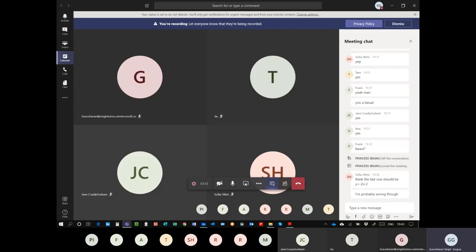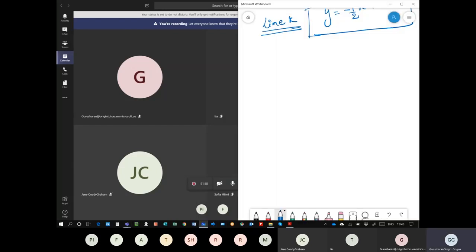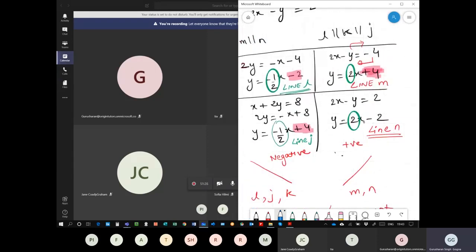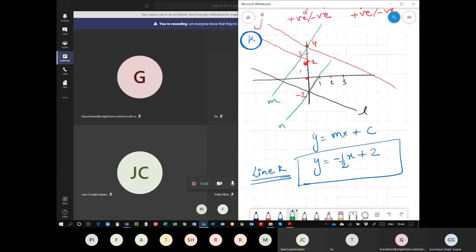-2x -2. The last one should be -2x -2. Let me go back. Last one is -2x -2. So in this case, no, this is correct because I'm moving y to this side, so that will give you plus y, and I'm moving 2 to this side. That's why it is 2x -2. Okay, so I'm correct.